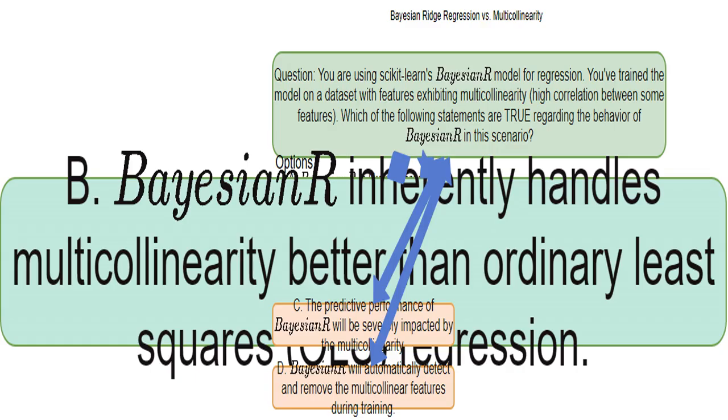This statement is correct. Bayesian ridge regression really shines when we have multicollinearity. It's a significant improvement over ordinary least squares, OLS, regression because the Bayesian prior helps stabilize estimates and reduce variance, reducing the impact of correlated features. Think of it like this. OLS is like a seesaw, easily unbalanced by correlated features. Bayesian ridge is more like a sturdy table, much more resistant to being knocked off balance.